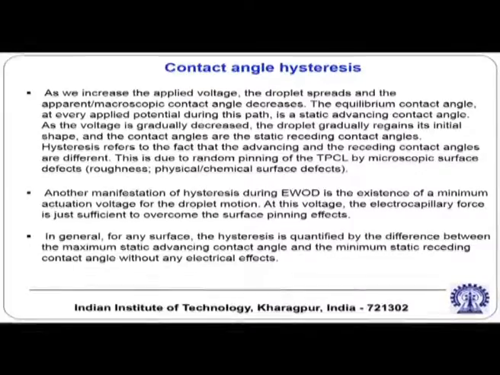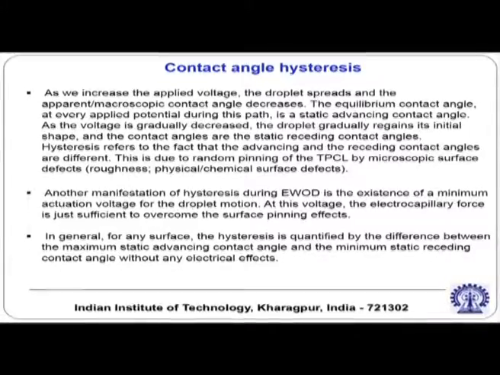Hysteresis refers to the fact that the advancing and the receding contact angles are different, as we discussed. This is due to random pinning of the 3-phase contact line by microscopic surface defects. This is a postulate, remember. So, when I say that this is due to, it would have been better if I said this might be due to random pinning of the 3-phase contact line by some microscopic defects like surface roughness, physical or chemical surface defects and so on.